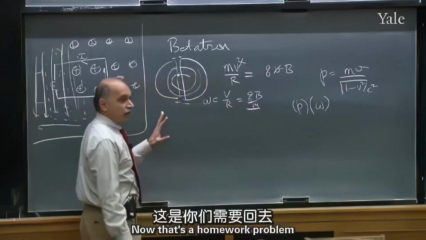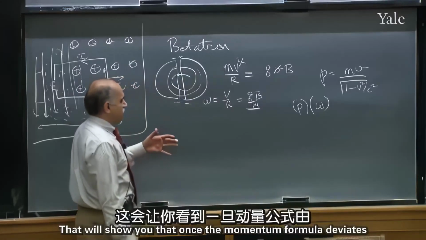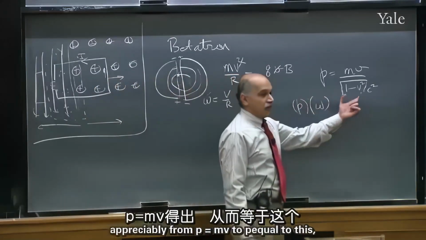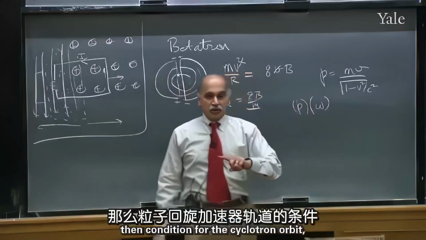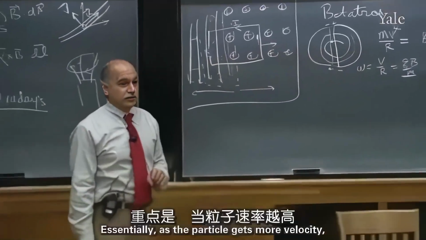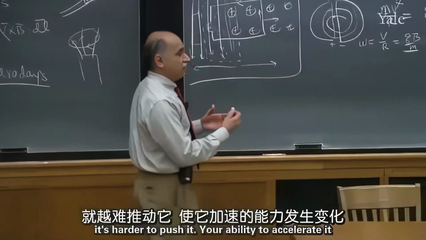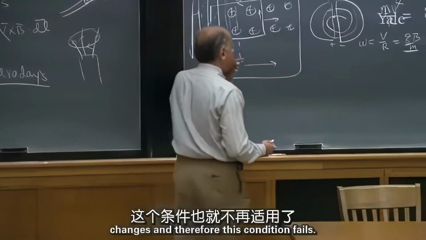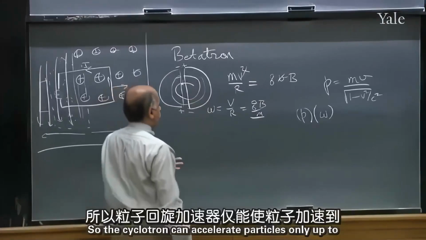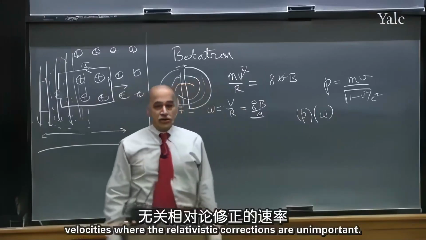Now, that's a homework problem where you'll get enough time to think about it. That will show you that once the momentum formula deviates appreciably from p equals mv to p equal to this, the condition for the cyclotron orbit, the frequency being independent of radius, will fail. Essentially, as the particle gets more velocity, it's harder to push it. Your ability to accelerate it changes, and therefore this condition fails. So the cyclotron can accelerate particles only up to velocities where the relativistic corrections are unimportant.